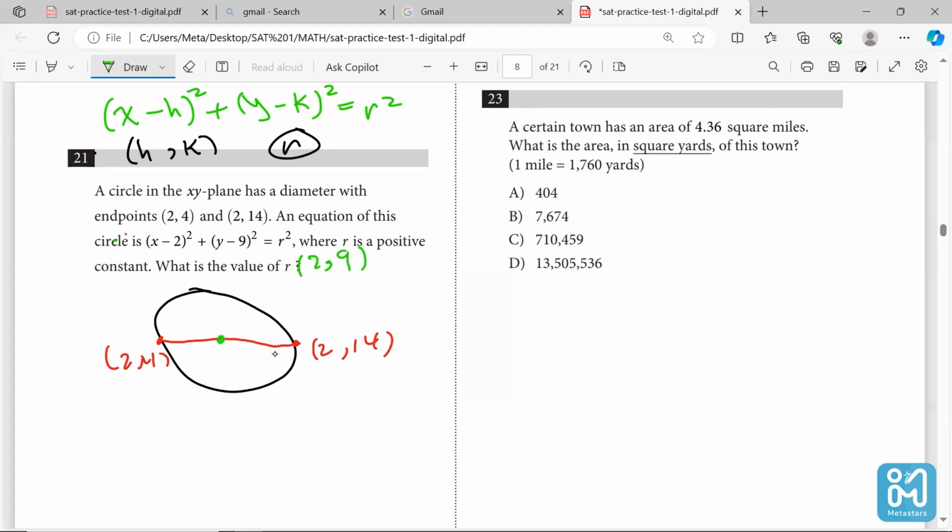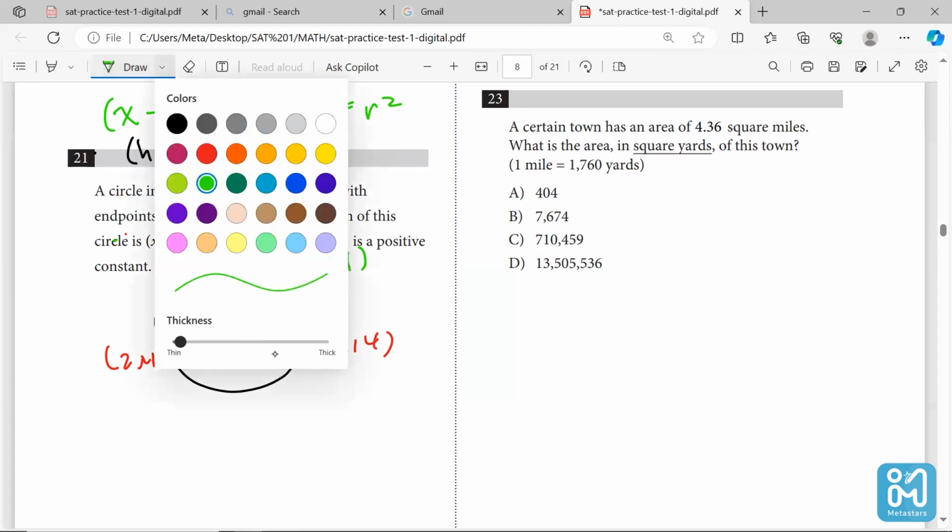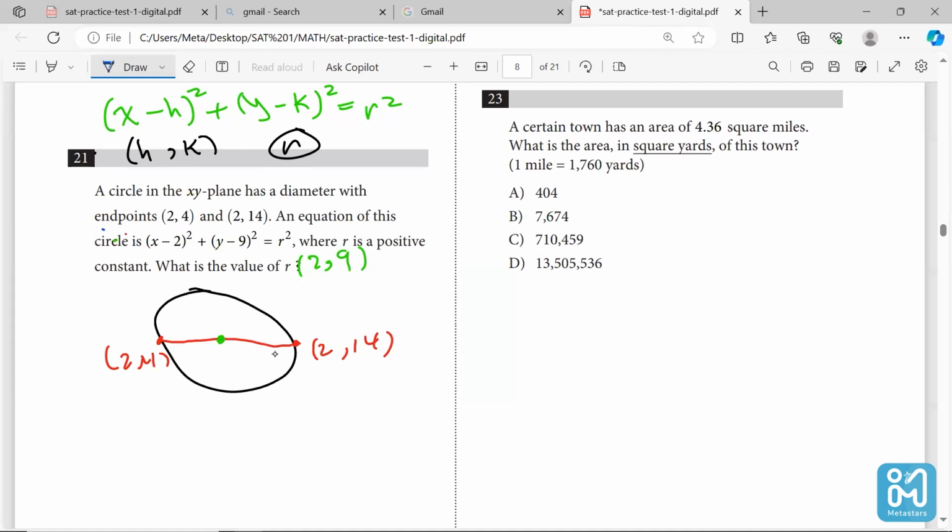Now, I need you to give me the radius. The radius, guys, is an easy one. The radius is the distance from here to here. How are we going to find the distance? We have two ways to find it.